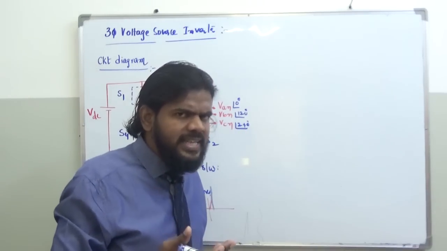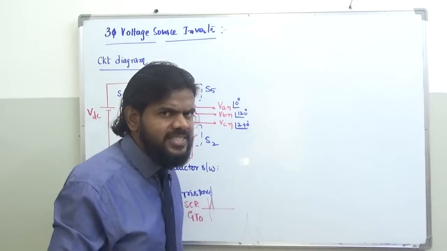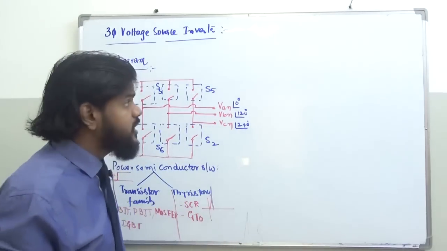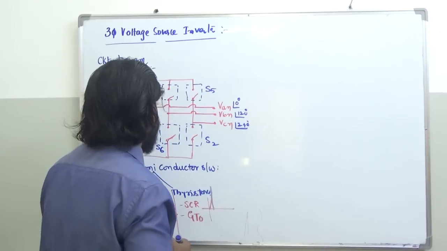I am assuming that you have all this prior knowledge before I proceed to the next discussion. If you don't have it, please get back to your basics, right? So VAN, VBN, VCN, what is the phasor diagram and what is the angle that I am referring to here.